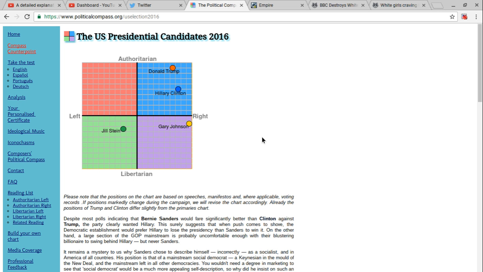So here we see roughly, in terms of the way this political compass test goes, the breakdown of the four main candidates for the U.S. presidential election. We see both Clinton and Trump in the upper right, authoritarian right corner. We see Gary Johnson down in the lower right, libertarian style corner, and Jill Stein on the lower left, libertarian left corner.